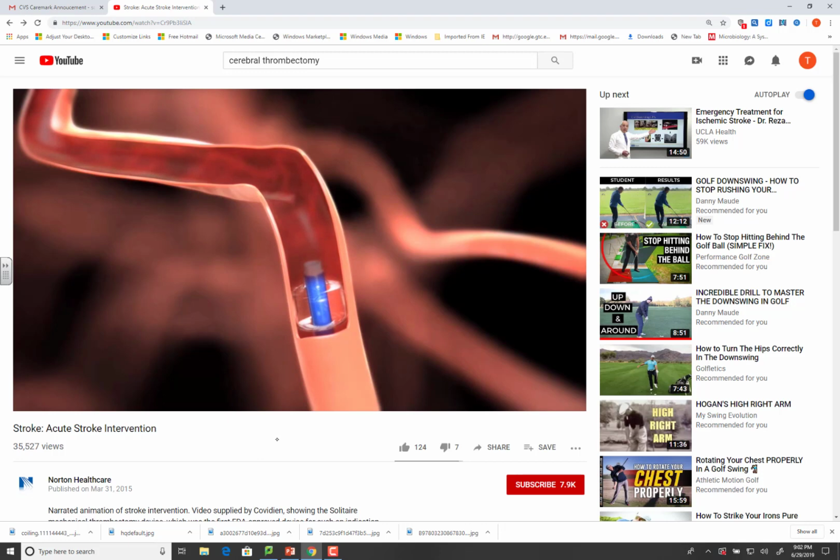And people thought that up. God, that's good. That is for the acute intervention of stroke if TPA cannot be used.